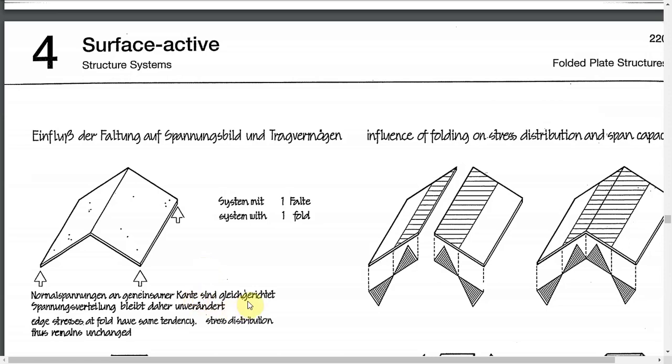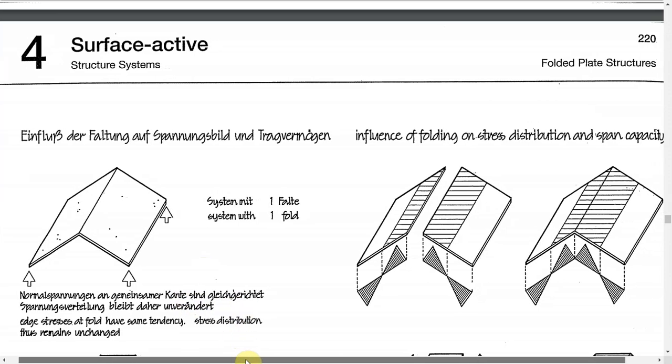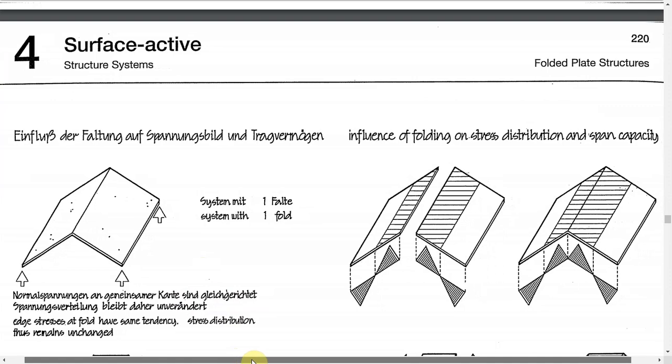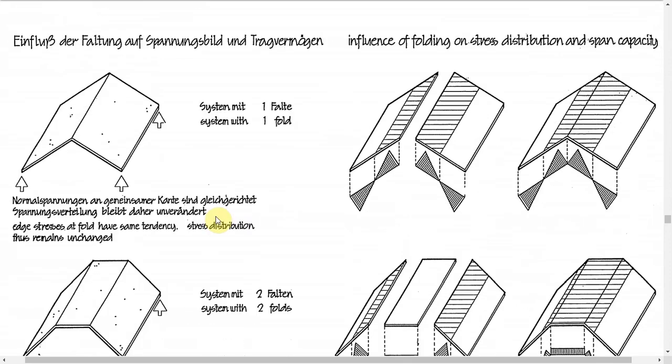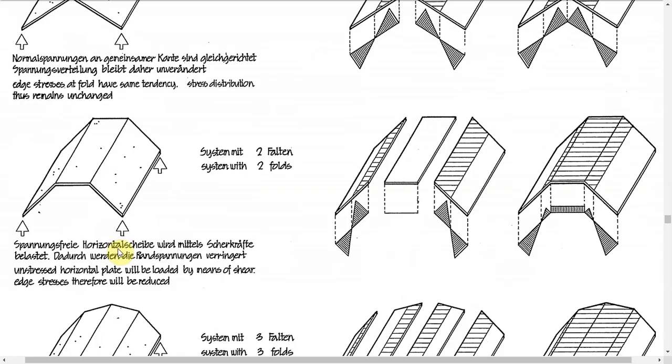So now we come to the influence of folding on stress distribution and span capacity. Here, take an example. Example of a system with a single fold. We can compare it with a sheet of paper in which there is one fold, right? So what happens? The edge stresses at the fold have the same tendency. Stress distribution thus remains unchanged, right?